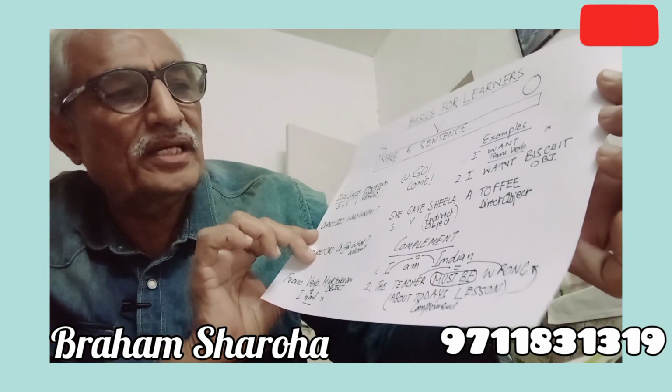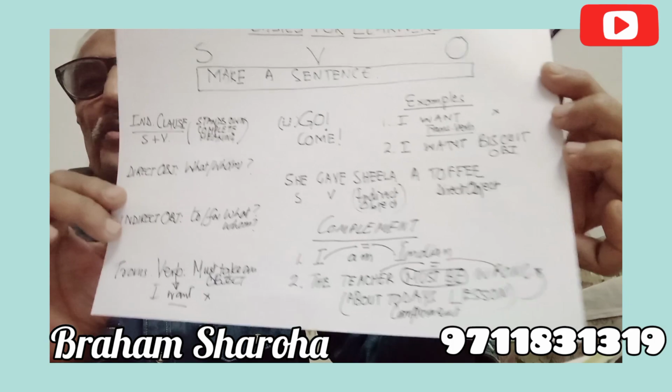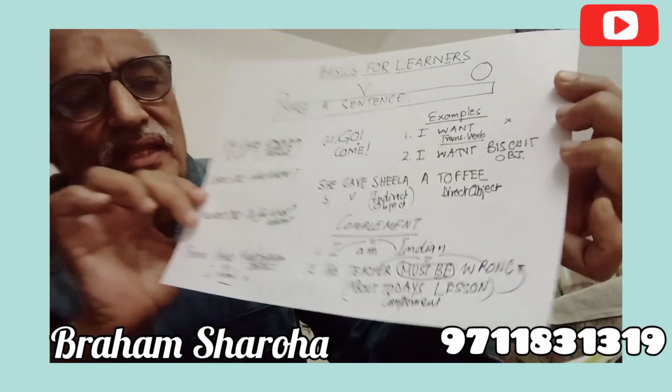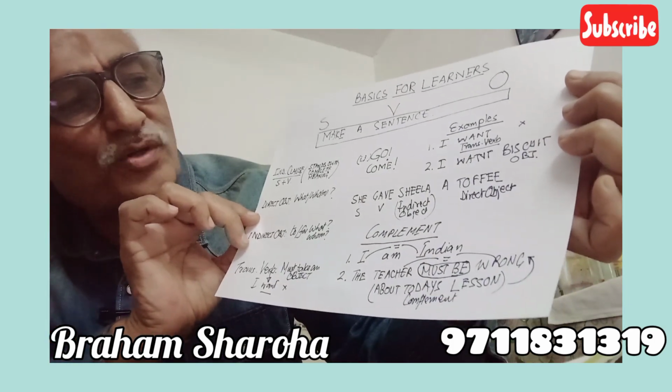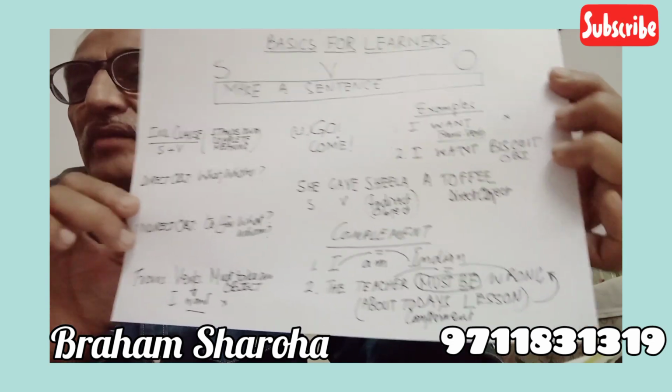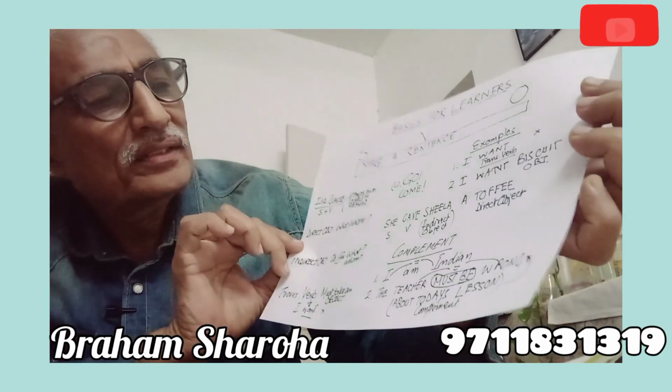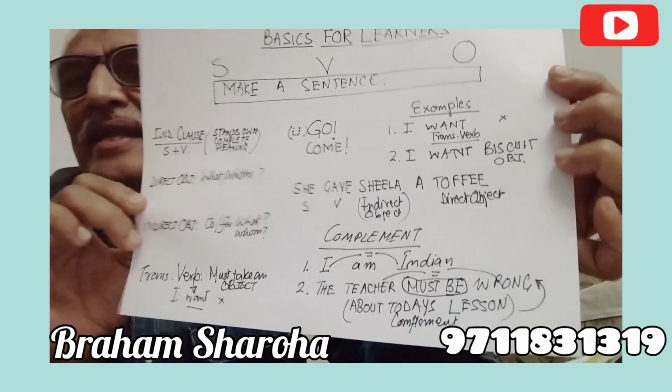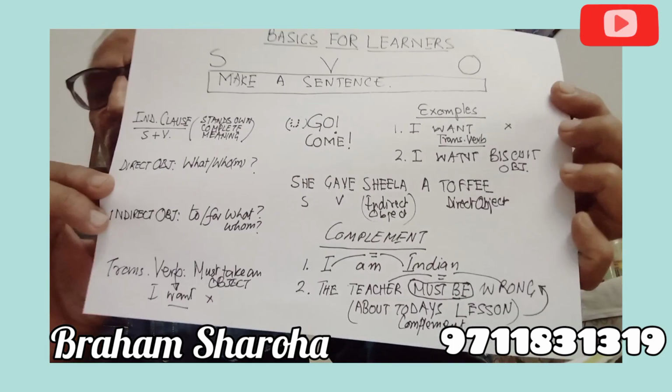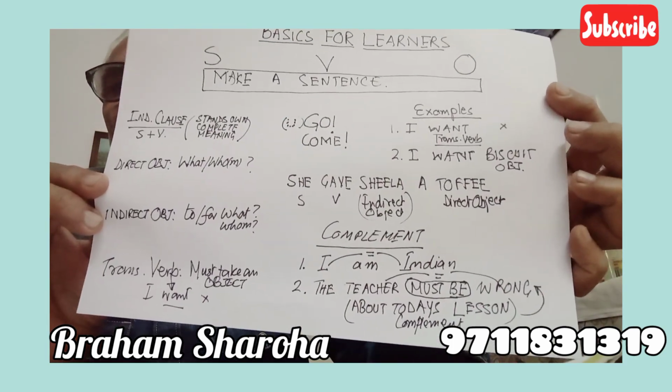Next example is "She gave Sheila a toffee." She gave Sheila a toffee. Now you can see toffee is your direct object. What was given? Toffee. For whom? For Sheila. So Sheila is an indirect object. So I hope you are clear now what is a direct object and what is indirect object.